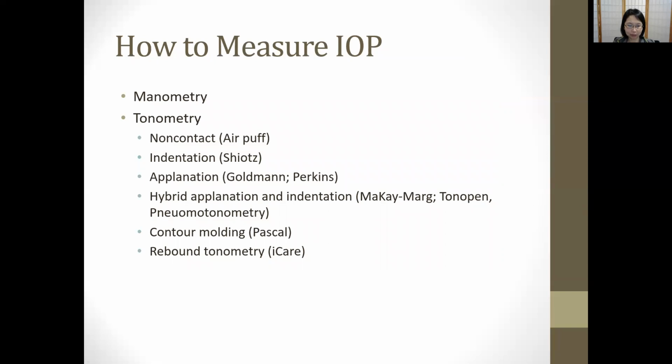How do we measure IOP? Manometry is the most accurate, but also it's invasive. And here are the options for tonometry, which help us to measure IOP, such as non-contact or air puff tonometry, indentation, applanation, hybrid applanation and indentation, which is commonly used in the Tono-Pen, contour matching, which is the Pascal, and rebound tonometry, such as the use of iCare.